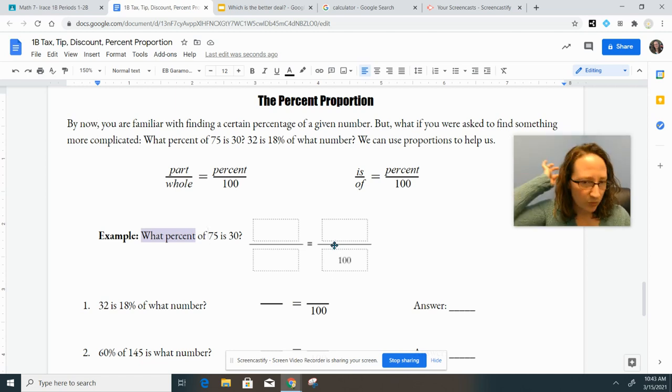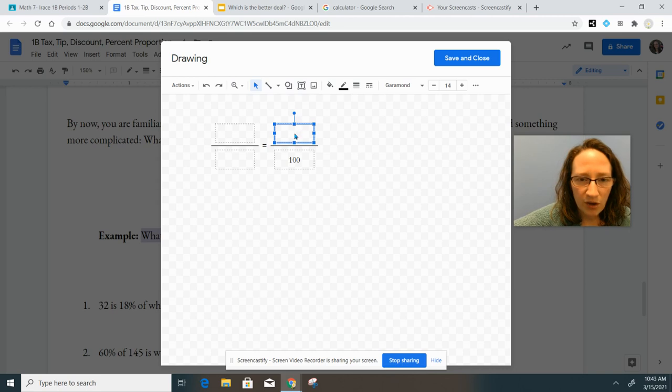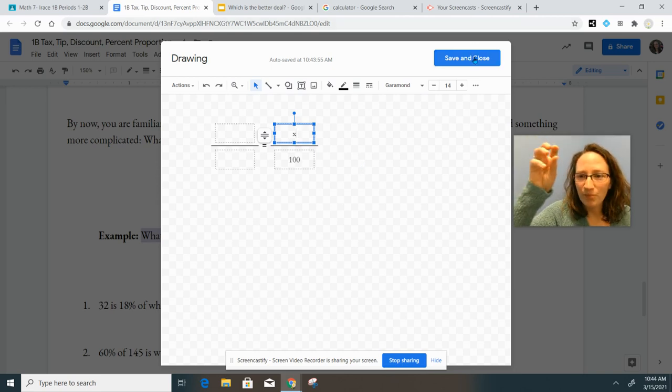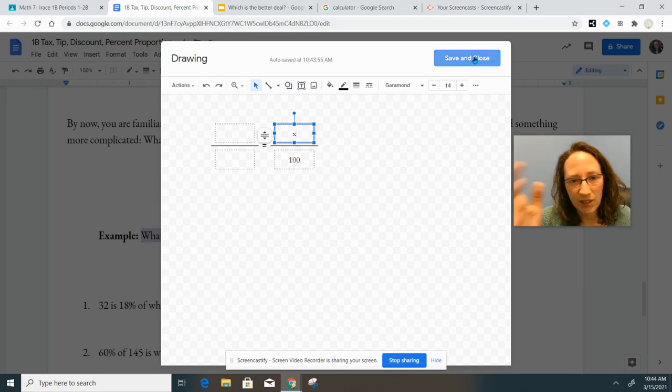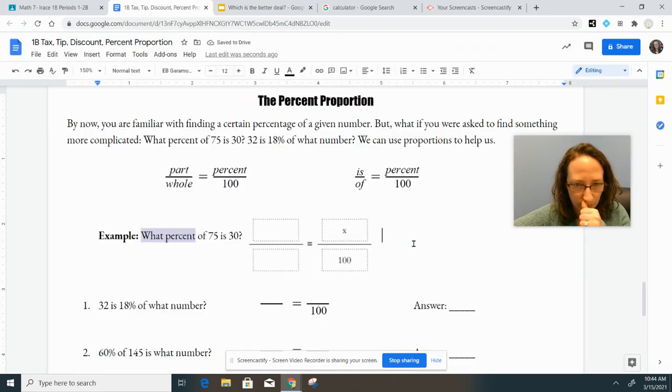So I'm going to open up this drawing. And I know that I'm looking for a percentage. There was no percentage in this problem. So I'm going to automatically put in, I'll use the letter X as my missing value. And that has to go in the spot where the percent goes in the problem. So that's pretty easy. I'll close out that drawing so we can identify the remaining parts of our problem and where they're going to go in the proportion.